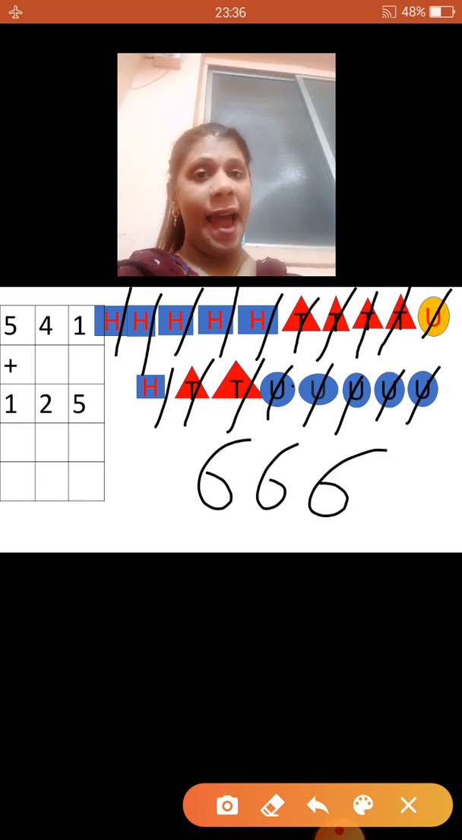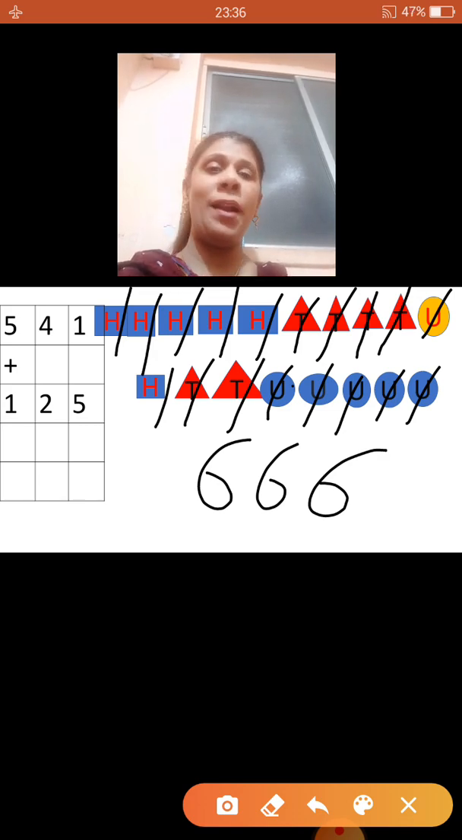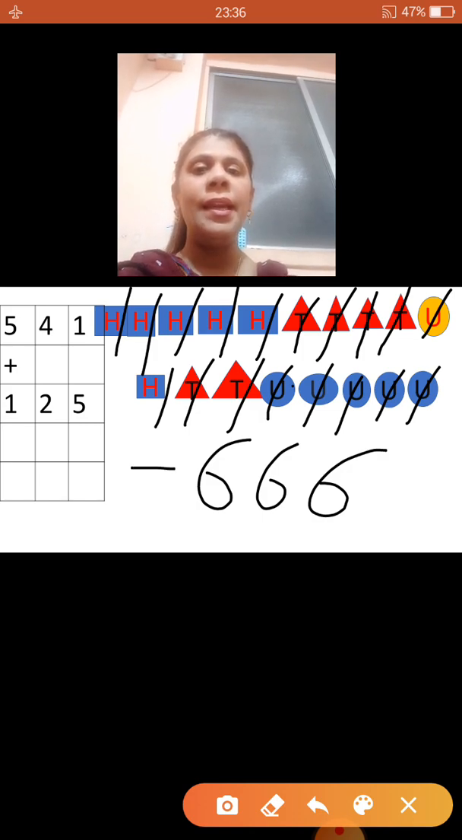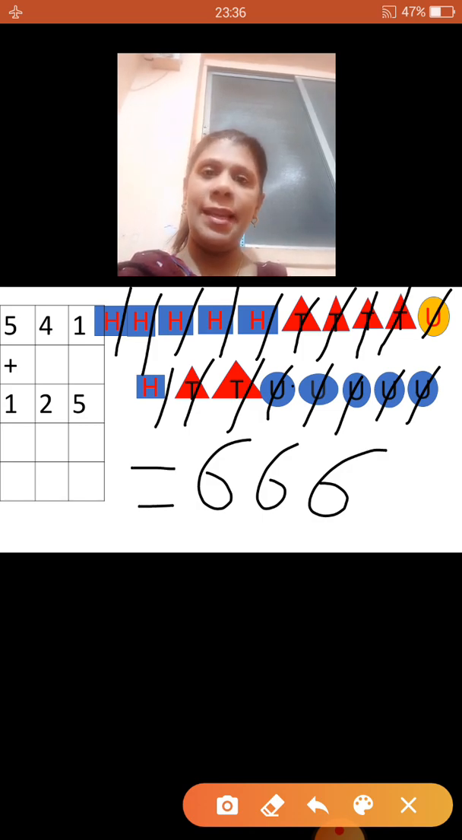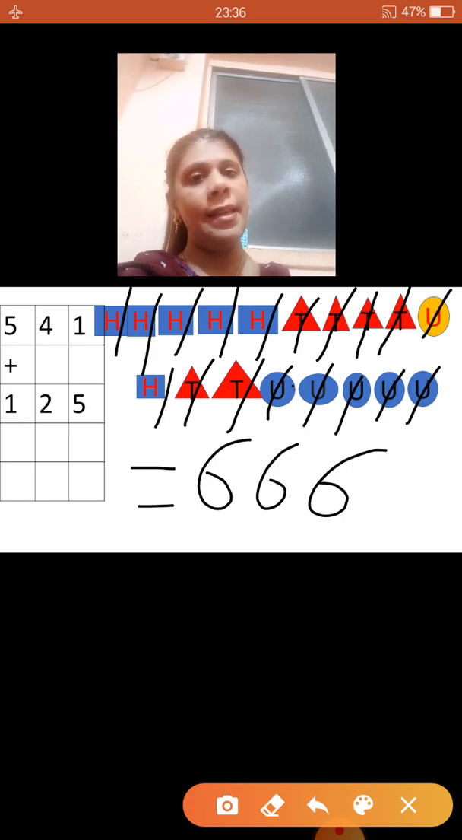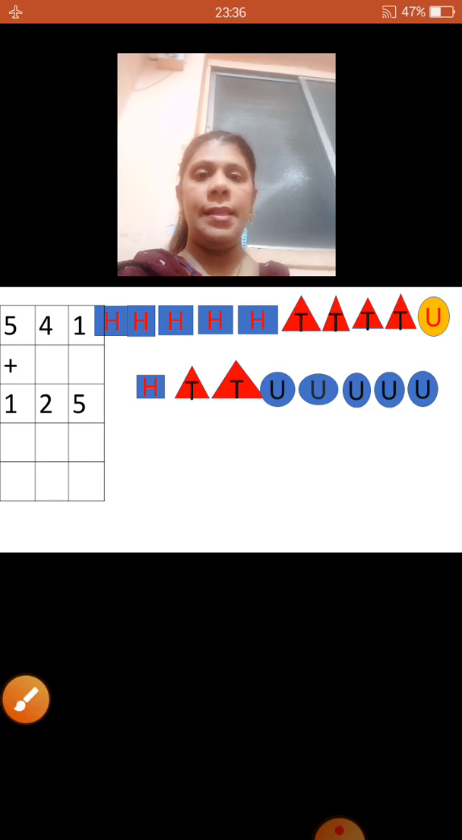So if we add 541 plus 125, then our answer will be 666. Okay. You can add this in your notebook also and you can check the answer. Okay. So our answer is 666. Now let us see the next sum.